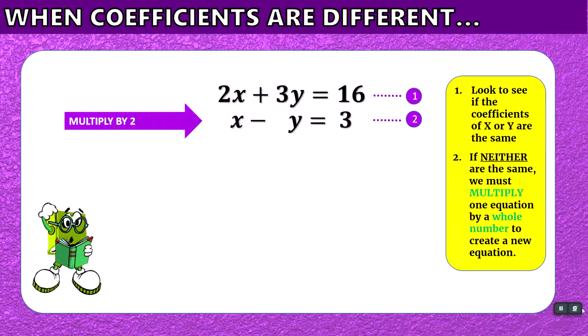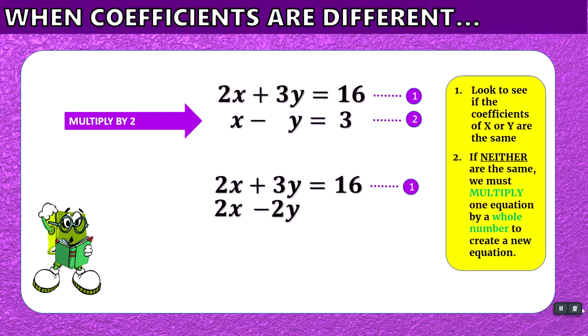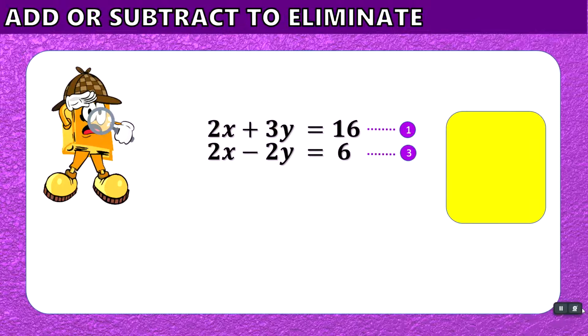We are going to use multiplying by 2. And so the first equation remains the same. The second equation, we're going to multiply by 2. So 2 by x is 2x, minus 2 times y is 2y, equals 2 times 3 is 6. This now becomes equation 3. And we can see that the coefficients in front of the x's are 2's. They are the same. And now we can use the rest of the steps to figure it out.